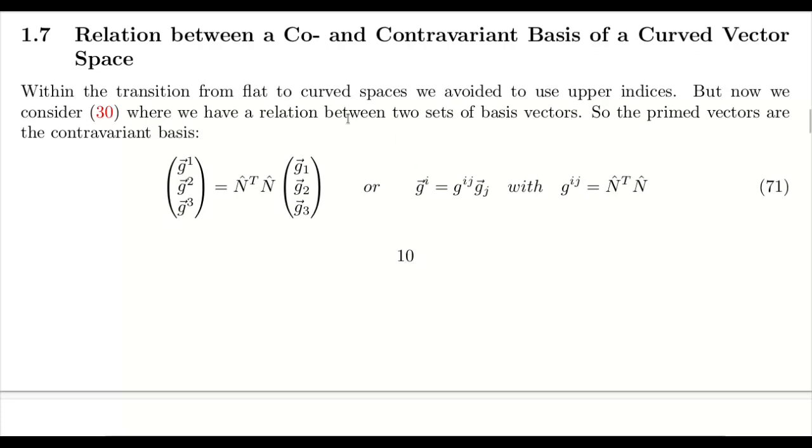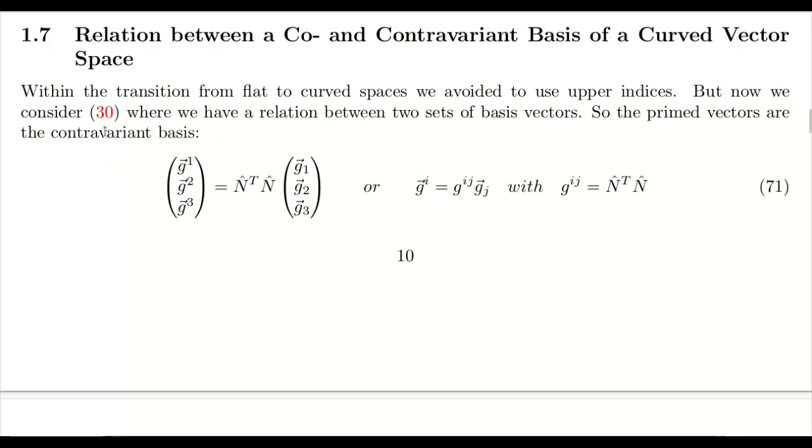This lecture 3 is the introduction of the metric tensor. The metric tensor is a solution of a gravitational problem. It tells us how a space is curved. Now we want to look at the relation between a co- and contravariant basis in a curved vector space.